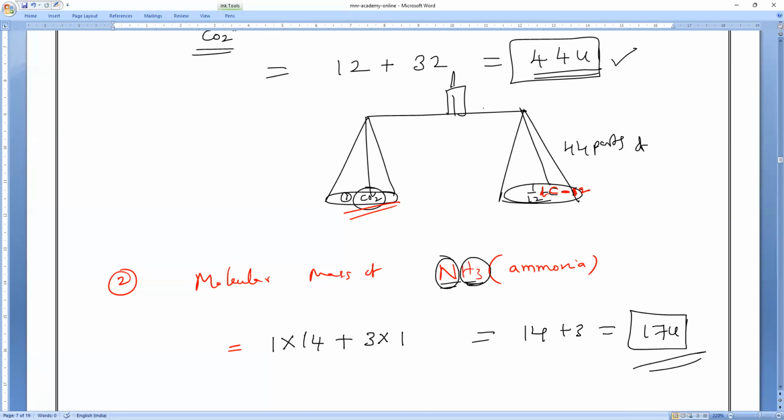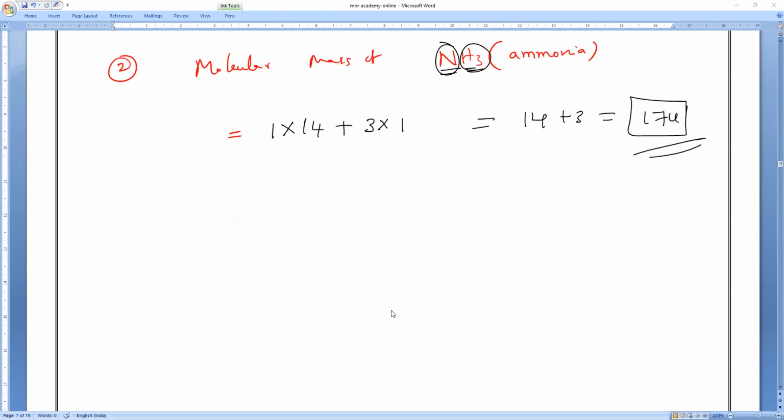Others, are you trying or not? Sir, if they ask for the atomic mass, then it is also the same, 17 U. Same 17 U. Molecular mass and atomic mass are the same. For example, if it is an atom, for example, sulfur S8. This is relating to atomic mass.